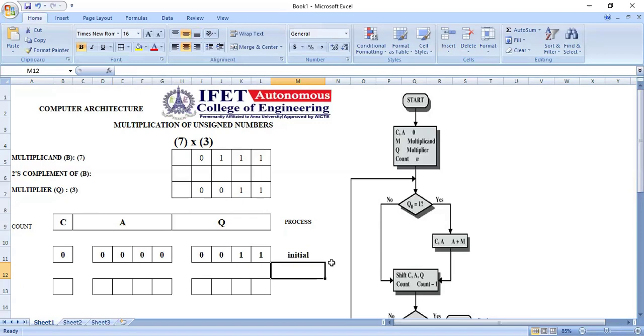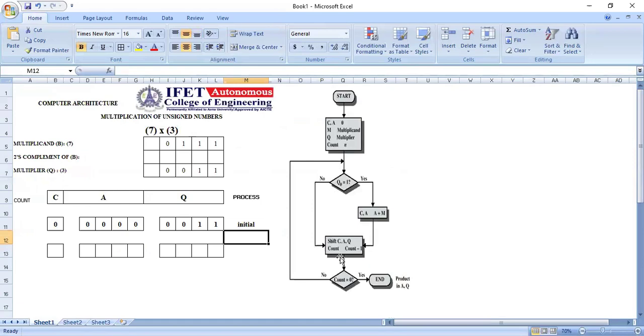Now coming to the count value, that is, how many times the corresponding loop has to be performed. Look at this loop. How many times does the loop have to be performed? I'll explain how the loop works. It is nothing but the number of bits in the Q register.